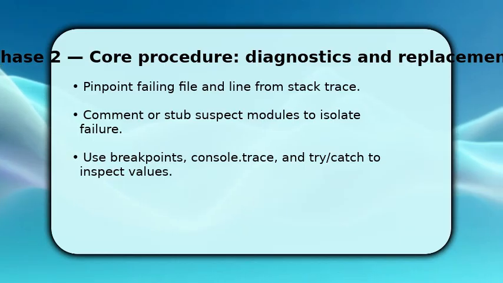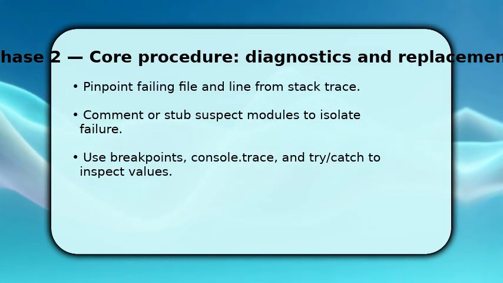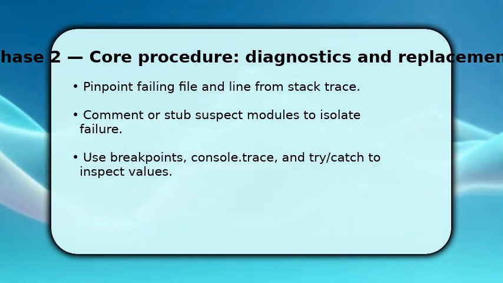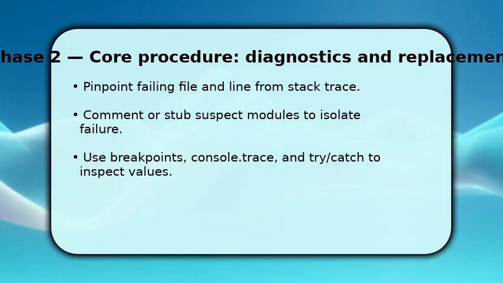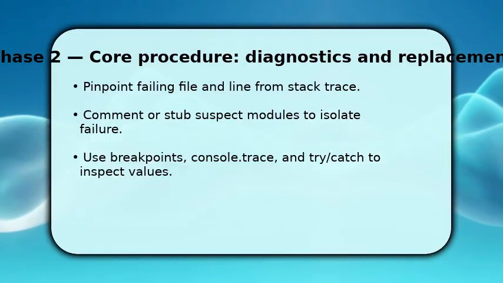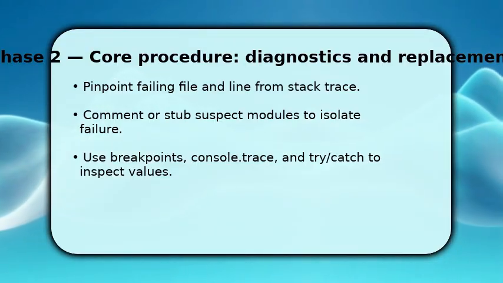Next, isolate the failing code by commenting out or stubbing modules so you can confirm which import or call triggers the crash. Then insert breakpoints or console.trace and wrap risky code in try/catch to inspect runtime values and types. This explains why the error happens, rather than just where. By isolating, you avoid blanket changes and target a minimal fix.